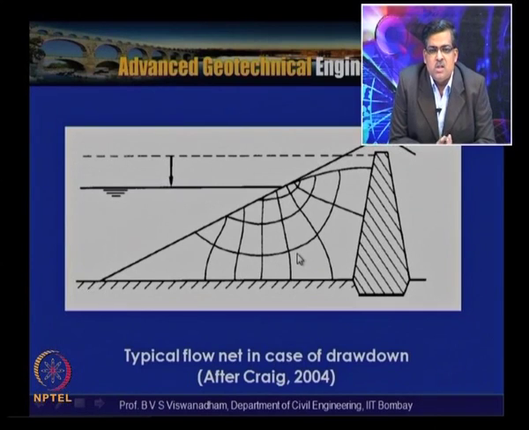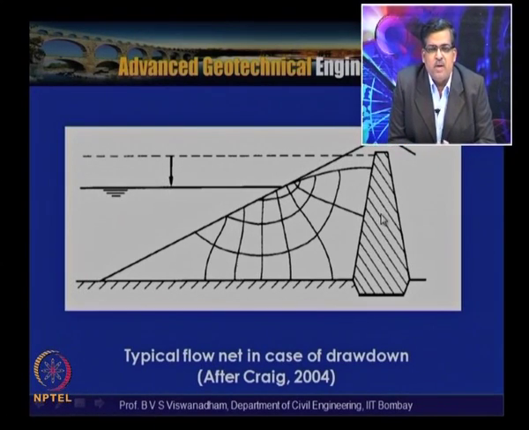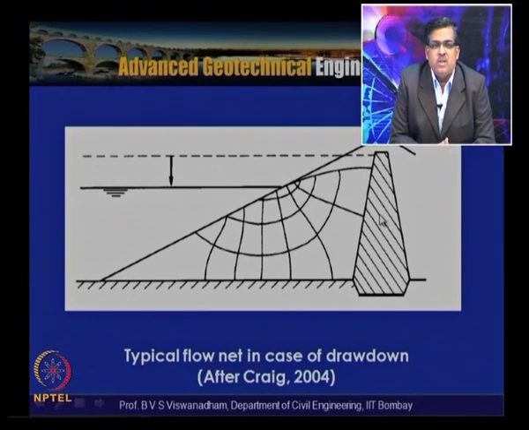For this particular flow line and flow net condition, we are able to do the stability analysis, and then we have to see what the factor of safety will be for this drawdown, which can be determined using the effective stress analysis parameters C dash and phi dash.